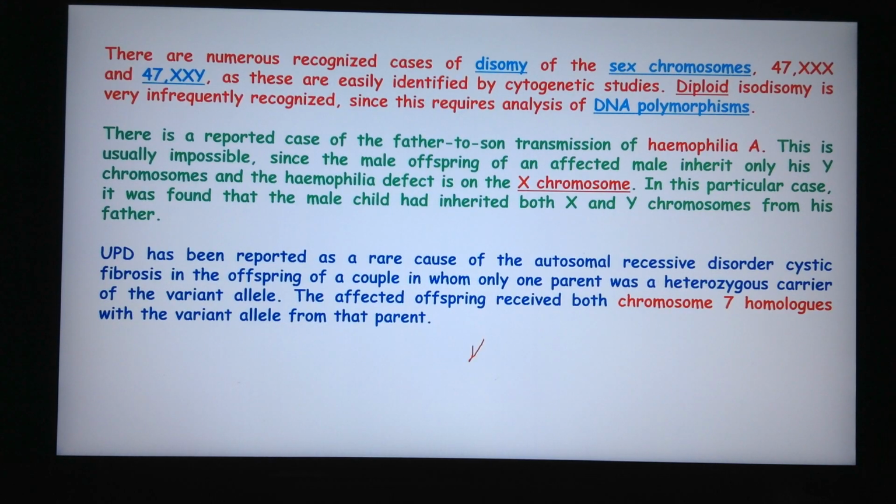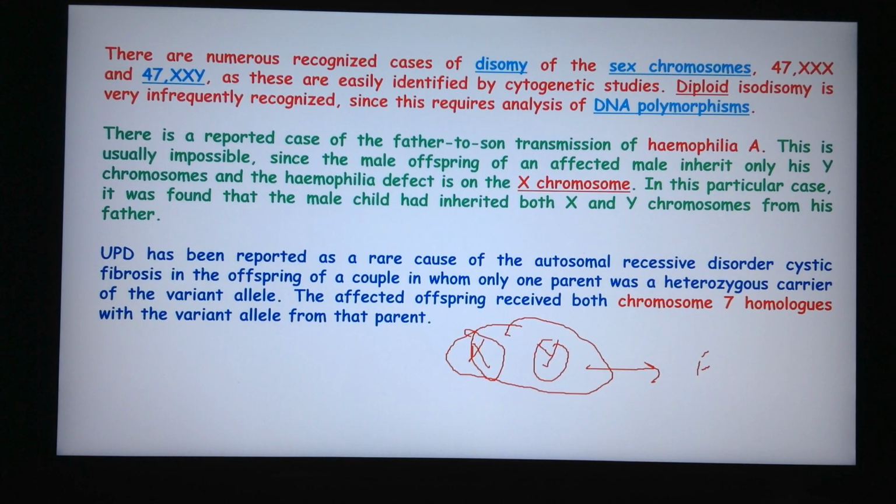So the X chromosome will come from the mother and the Y chromosome will come from the father. But in this case, both the X and Y came from the father. So this is paternal disomy, and because the father was suffering from hemophilia A, the son is also suffering from hemophilia A, because both X and Y chromosomes are coming from father to son. So this resulted in inheritance of hemophilia A from father to son.